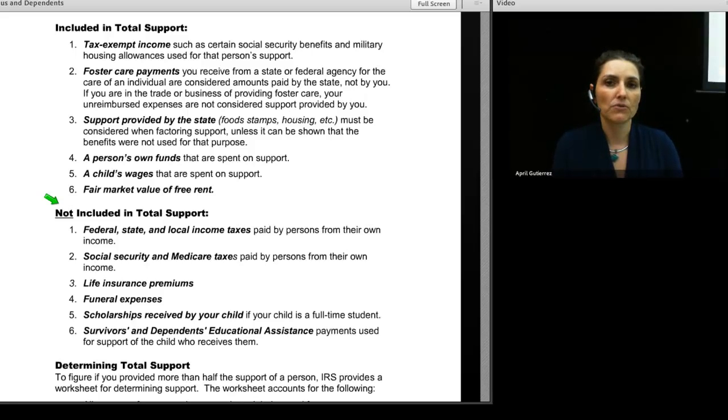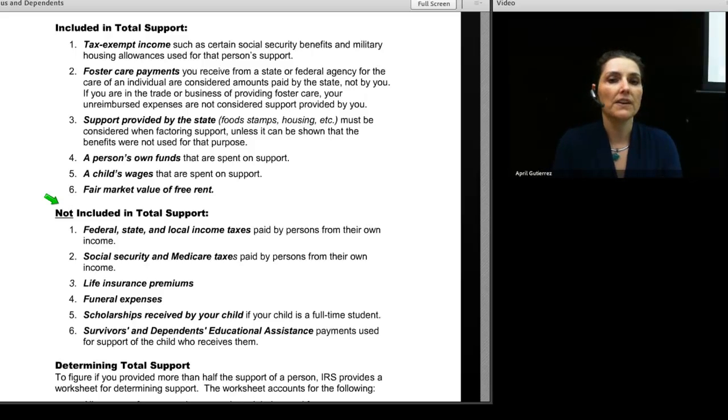So let's suppose your elderly mother lives in her own home, and the fair rental value of that home is $1,000 per month. She is considered to have provided $12,000 towards her own support because that's the rental value of her house. That means you have to spend more than $12,000 on her support in order for her to qualify as your dependent.